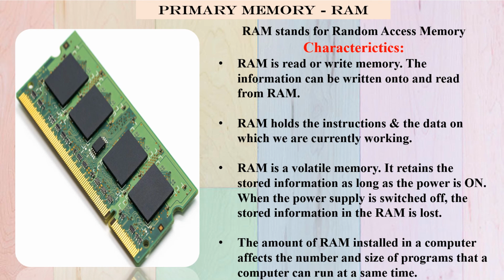RAM is a volatile memory. It retains the stored information as long as the power is on. When the power supply is switched off, the stored information in the RAM is lost. The amount of RAM installed in a computer affects the number and size of programs that a computer can run at the same time. So basically, RAM helps your computer to work. The amount of work which you are doing in your computer is directly dependent on the RAM. If the RAM of the computer is not good, your computer will not function smoothly.